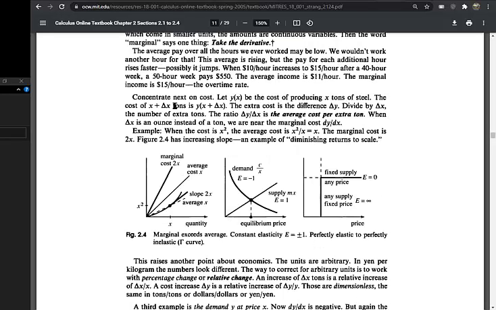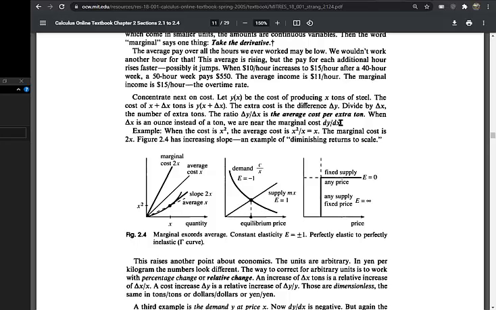All right, so let's consider costs. And he's thinking of this example, cost of producing X tons of steel. If I produce an additional delta X, then the total cost is going to be y of x plus delta x. The extra cost is delta y divided by delta x. That gives the average cost per extra ton. As this delta x becomes smaller and smaller, you get dy dx, which is the marginal cost.